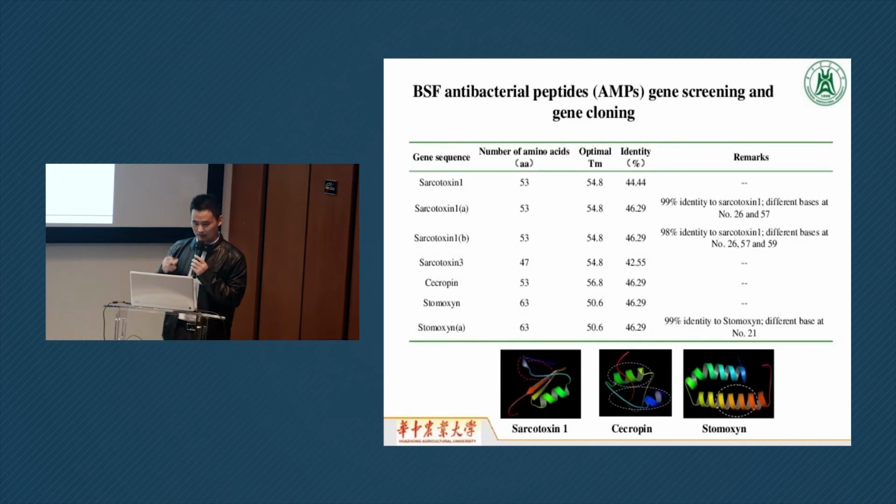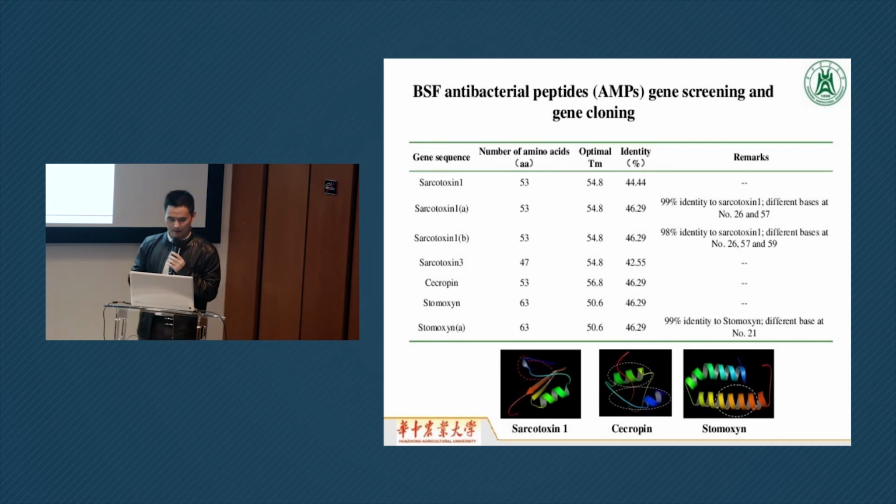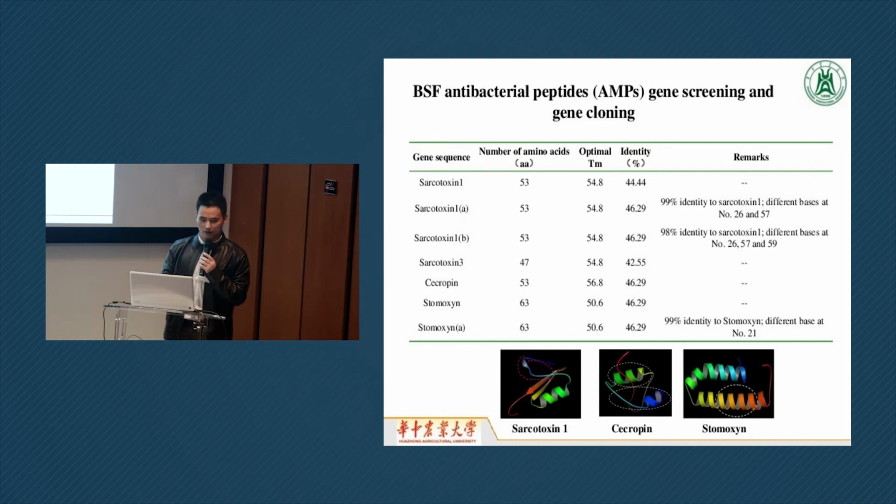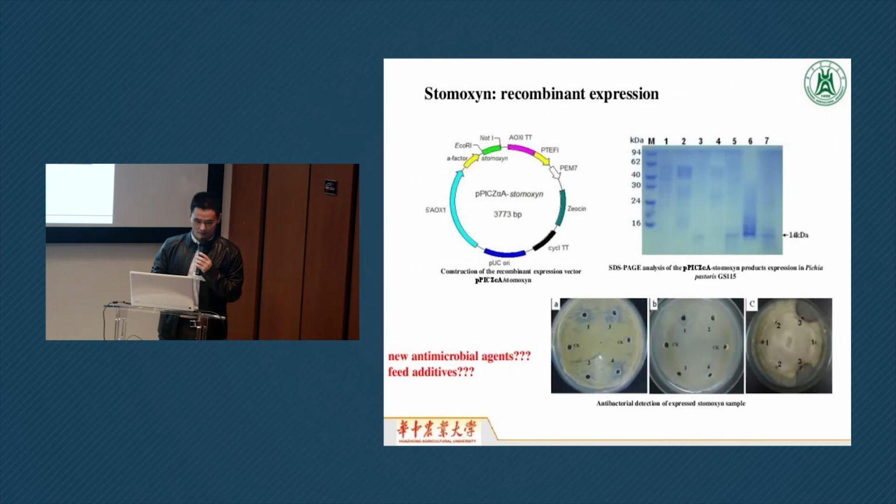So with the ability to produce antibacterial peptides, we isolated several genes from the genome of a black soldier fly. They belong to 3 different kinds of antimicrobial peptides, and we're going to have some more because the genome is already sequenced, and the information will be easy for us to explore. So we expressed one of them, which is very good against pathogenic bacteria and pathogenic fungi.